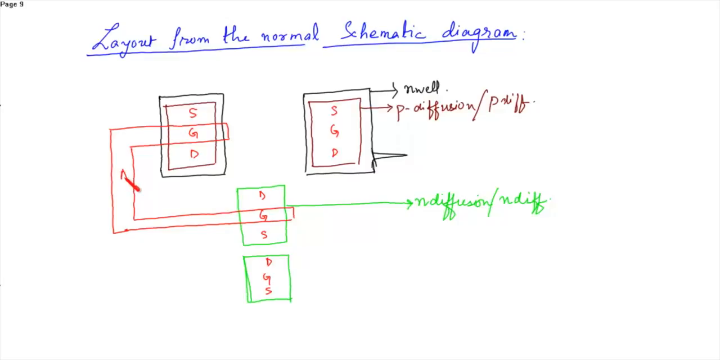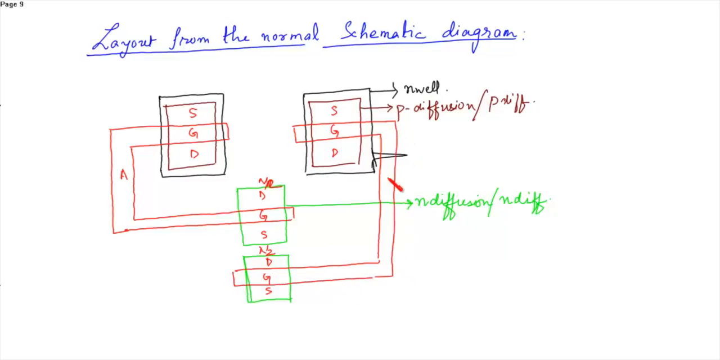So this is input A. According to our assumption, this is N2 now, and this is N1, this is N2. Actually, we had to do this as N1 and this as N2. If you want, you can change it. Then this is the second input, that is B, and this is the poly layer.